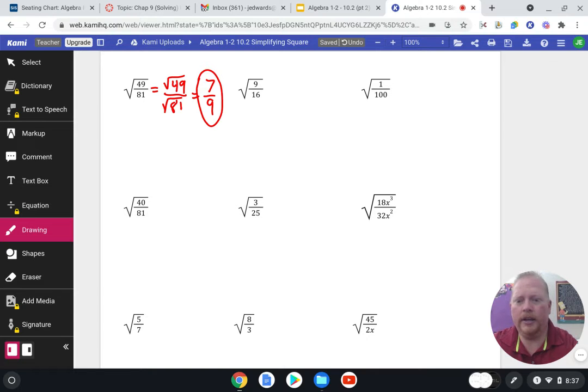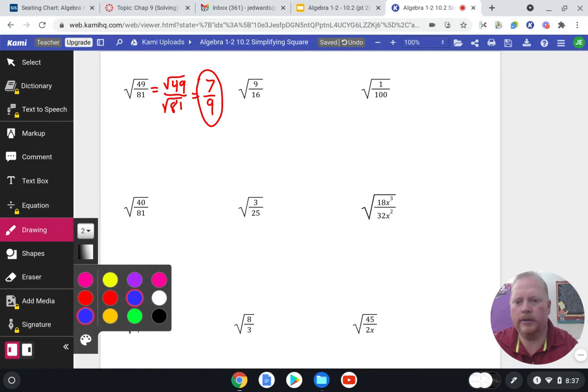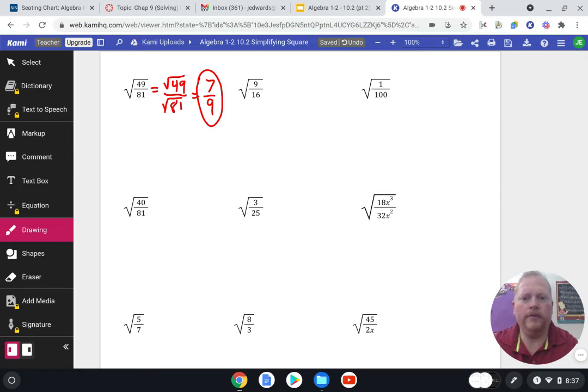Similar idea on the next question. So square root of 9 is 3, and the square root of 16 is 4. Boom, 3/4. Problem done. We can do something similar on the third problem here. 1's a perfect square, 100 is a perfect square. So square root of 1 is 1, square root of 100 is 10.